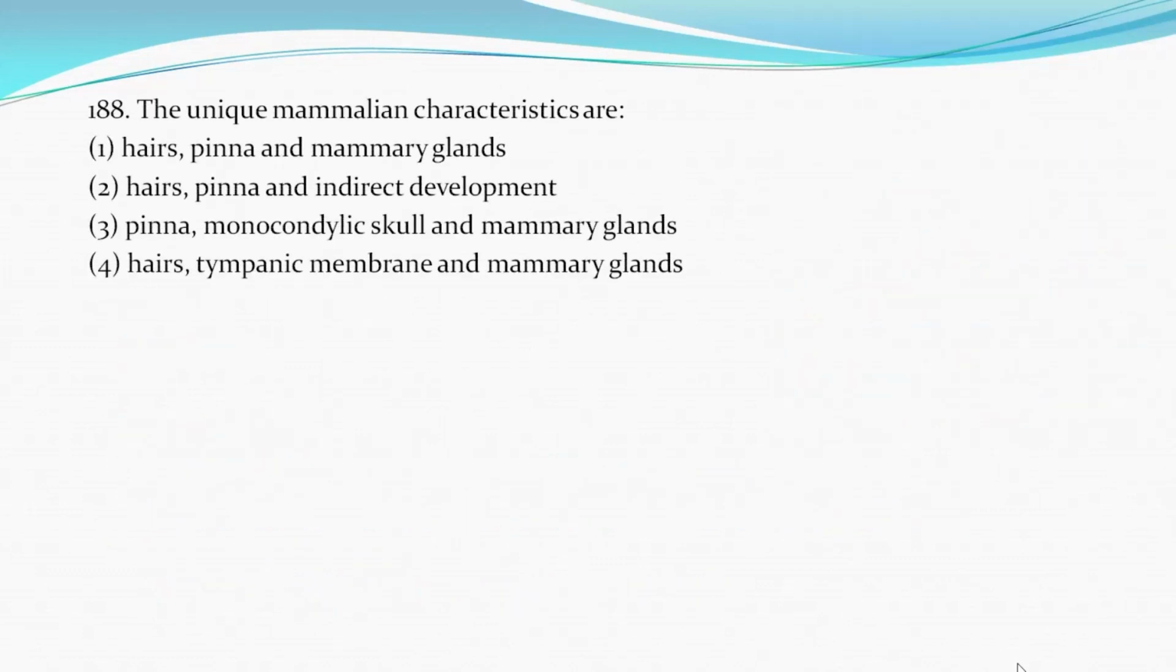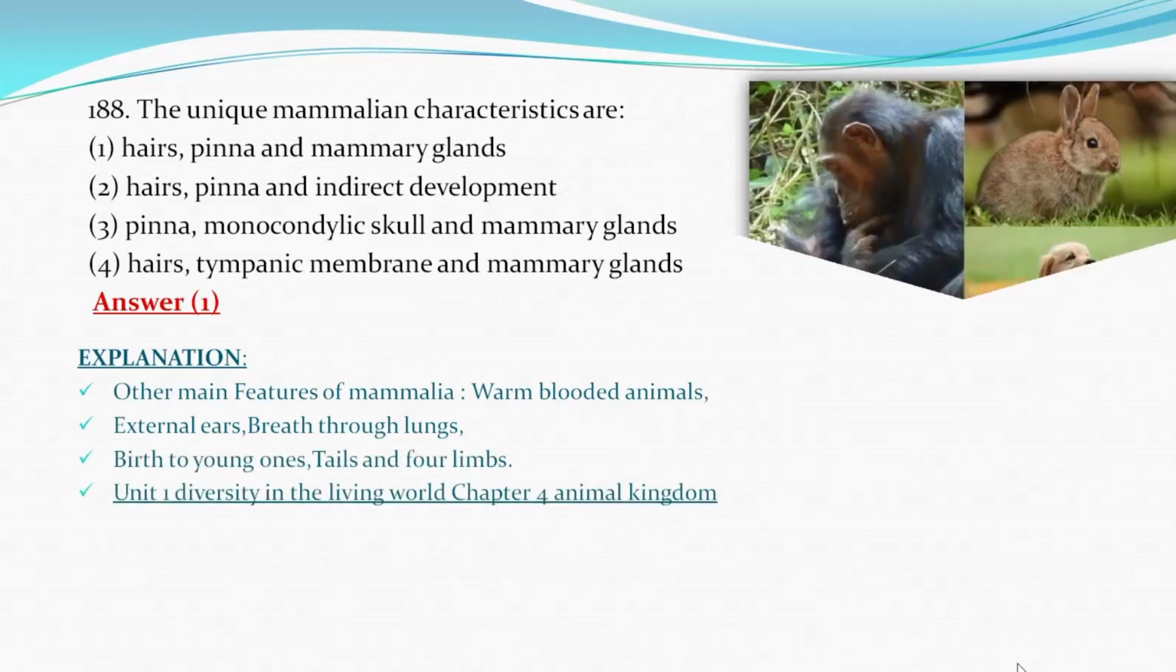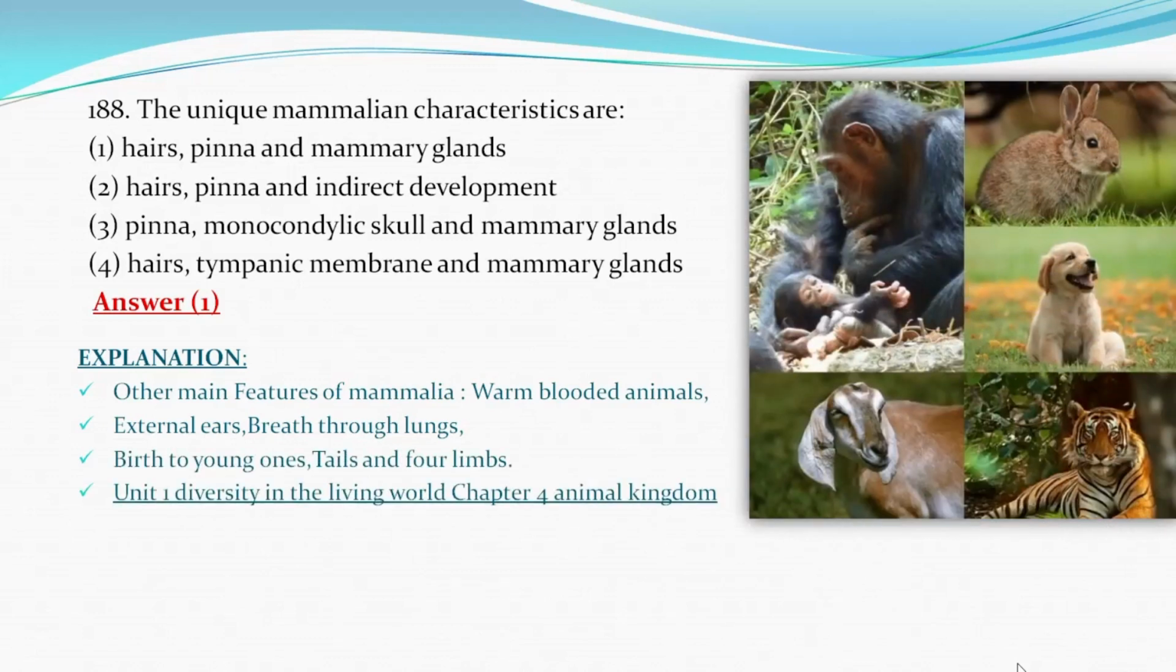Next one is, the unique mammalian characteristics are: the answer is option first, has pinna and mammary glands. Explanation: other main features of Mammalia are warm-blooded animals, external ears, breathe through lungs, give birth to young ones, tails and forelimbs.